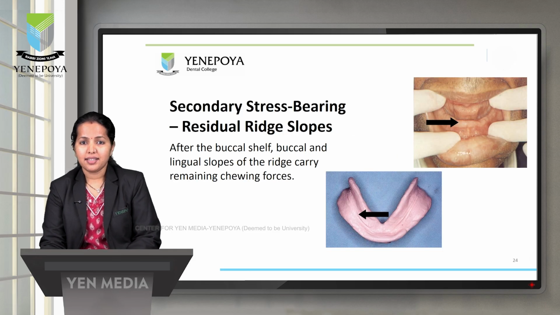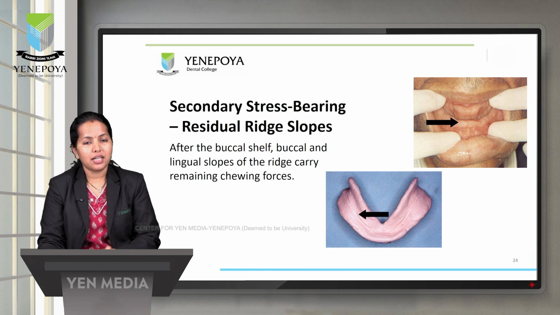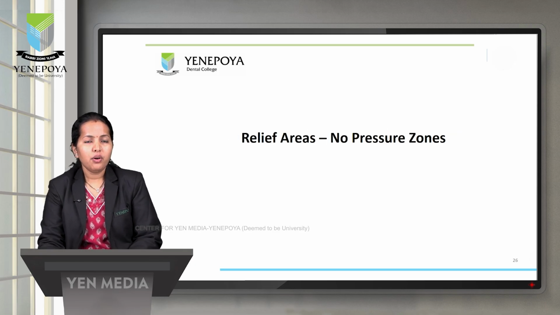Secondary stress bearing area, that is the residual ridge slopes. After the buccal shelf area, the buccal and lingual slopes of the residual ridge carry the remaining chewing forces. This excludes the crest of the ridge because it undergoes resorption. Hence, the alveolar ridge is not always ideal. If the resorption is advanced, the ridge is no longer suitable for carrying heavy forces. This becomes clinically challenging. Now, relief areas or no pressure zones.